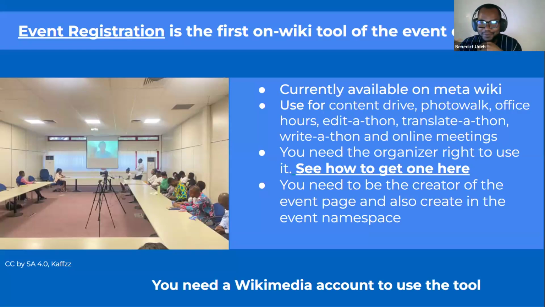We are hoping that in the coming weeks we'll start enabling it on other smaller wikis. We want to start with wikis like the Igbo Wikipedia, Swahili Wikipedia, and hopefully Arabic Wikipedia, and then from there extend it to other wikis. But as of today, you can only use this tool on MetaWiki, and again, the reason is that the extension is enabled on MetaWiki.